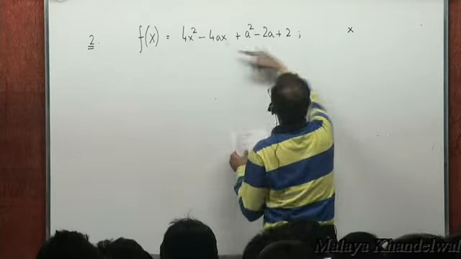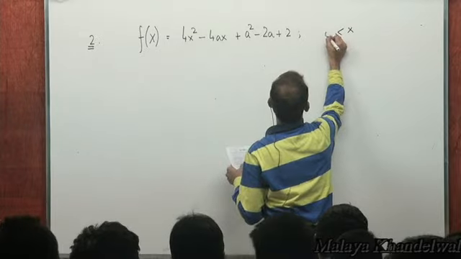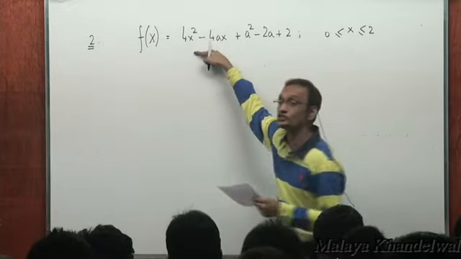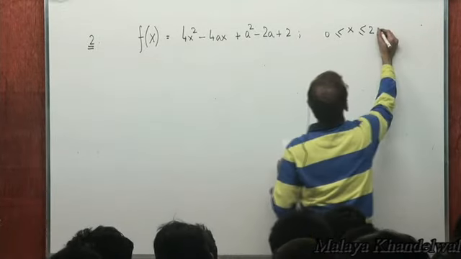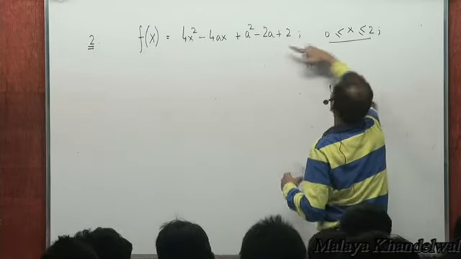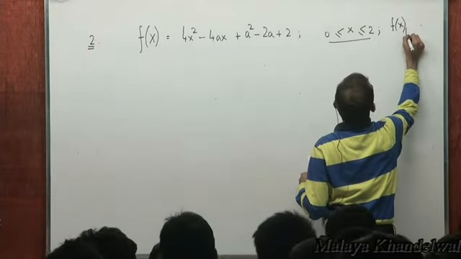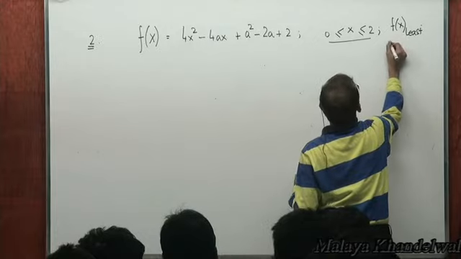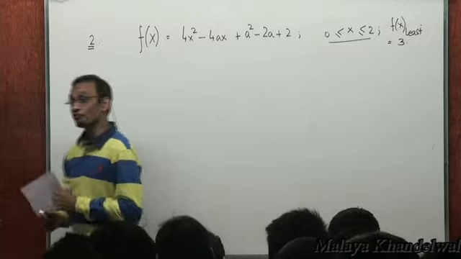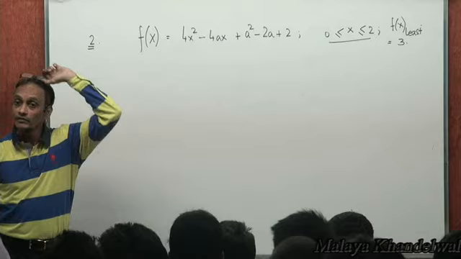In the interval, this quadratic has different values in different intervals. Now, in the interval x greater than or equal to 0, less than or equal to 2, the least value of this should turn out to be 3. That means in this interval, it has different values for different x's. The least value that this quadratic assumes in this interval must be 3. We want to figure out values of a for which, in the interval 0 to 2, the least value of this expression is 3. Okay?